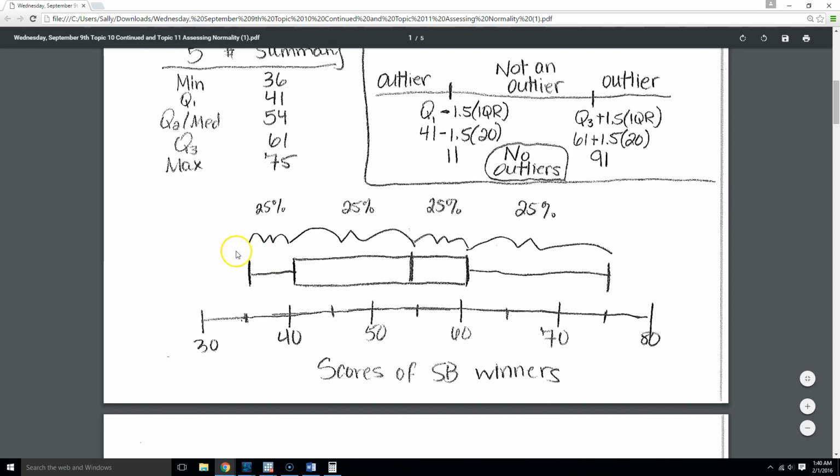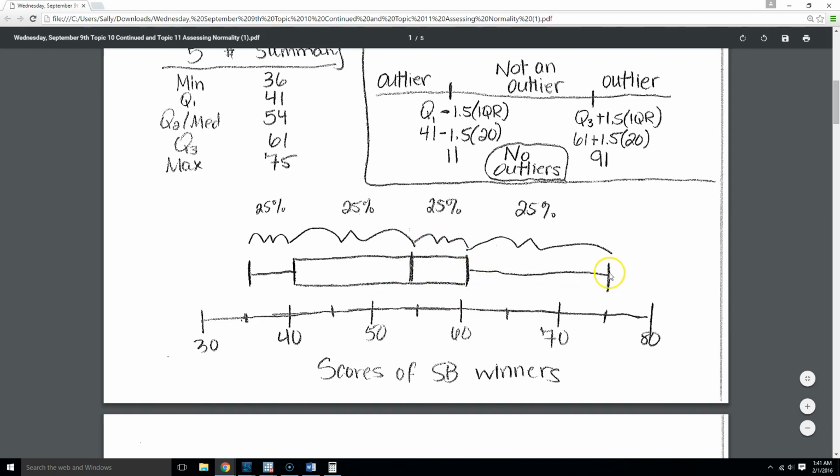So what you have to remember is that of the data set, this is 25% of the numbers approximately. This is 25%, this is 25%, and this is 25%. So what you would want to think about when you look at this is that a lot of the numbers are in between these 2 values here, 54 and 61. So it's the same amount of numbers that happen here. So there's a lot of scores that have these values in common.